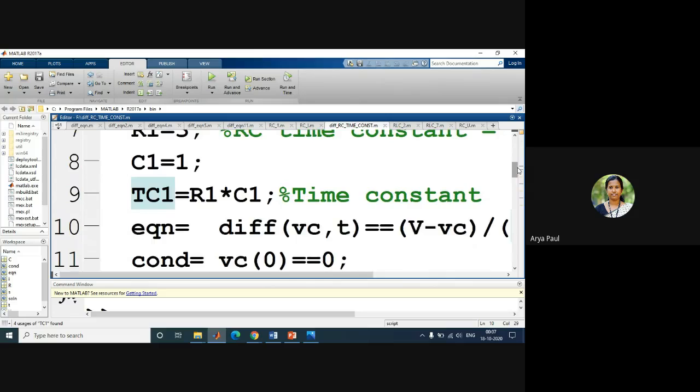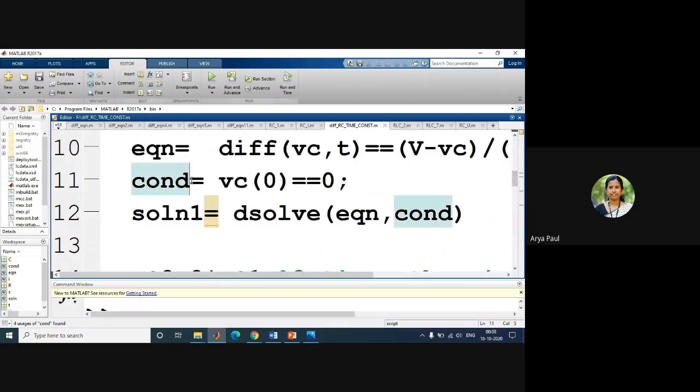Now we can see here the condition: Vc of 0 is equal to 0. The same initial condition, and using dsolve you put the equation comma condition and you find out solution 1, for the first RC time constant, RC is equal to 3.